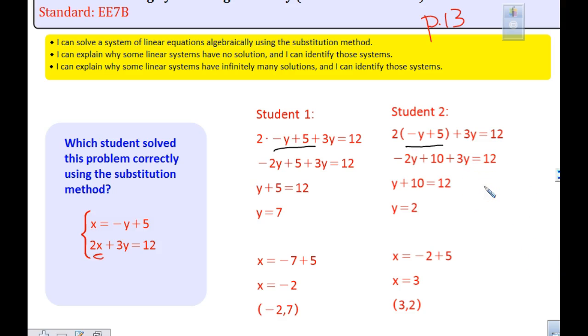Take your foot down. Take it down. Right. Thank you. So which one of these did that correctly? Thank you. We're on our notes, page 13.